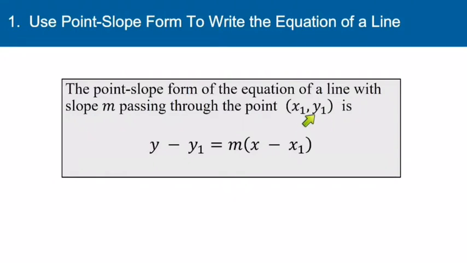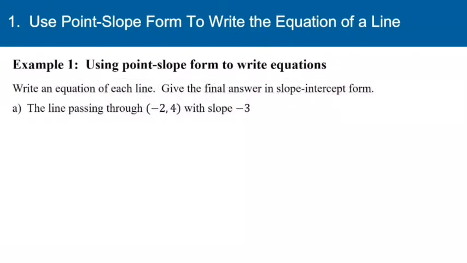So here is the point-slope form of a linear equation with a slope m going through the point x1, y1. So the formula is y minus y sub 1 equals m times x minus x sub 1. Now remember, the m and the x sub 1 and the y sub 1 are all numbers that you will know. But the x and the y that don't have subscripts, those are going to remain in variable form. So let's just practice one here together.